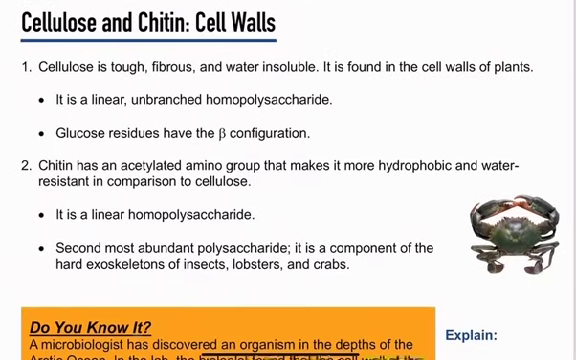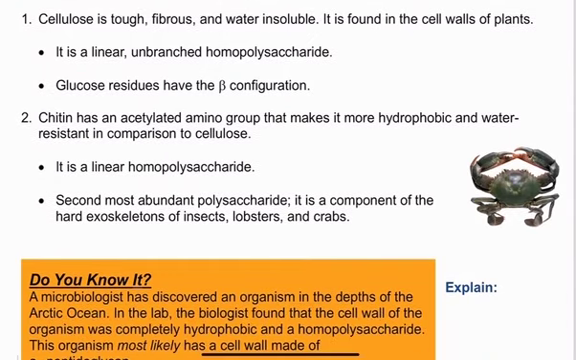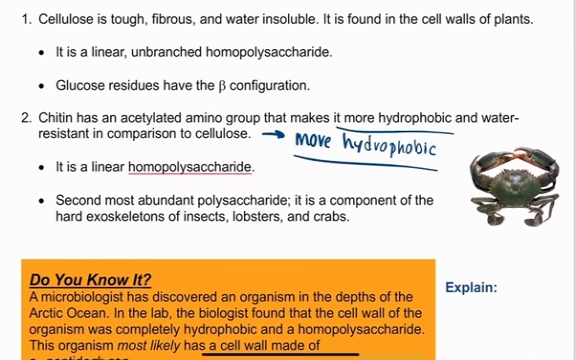Next, we're moving on to cellulose and chitin and their presence in the cell walls. Cellulose is tough, fibrous, and water insoluble. It is found in the cell walls of plants. It is linear, unbranched, and a homopolysaccharide. These glucose residues have the beta configuration. Chitin has an acetylated amino group that makes it more hydrophobic and water resistant in comparison to cellulose. So it is even more hydrophobic.